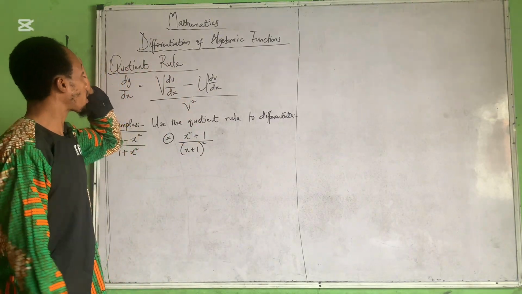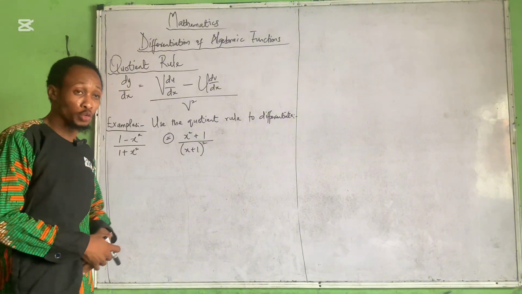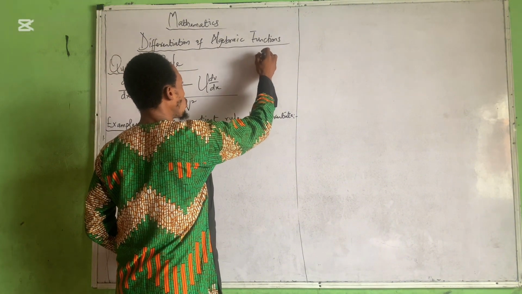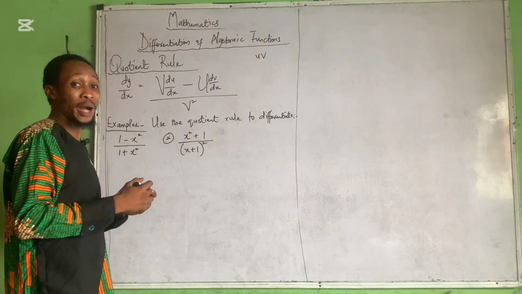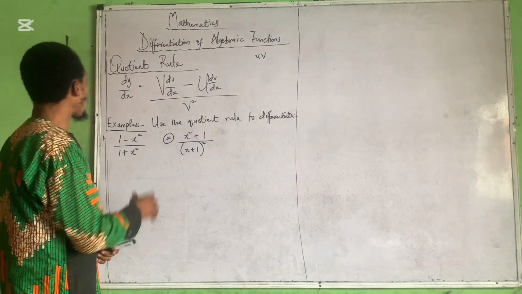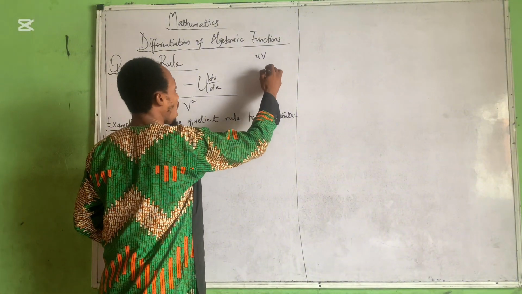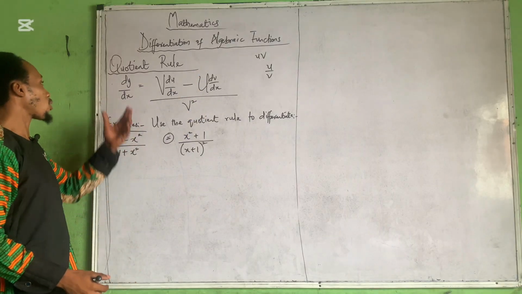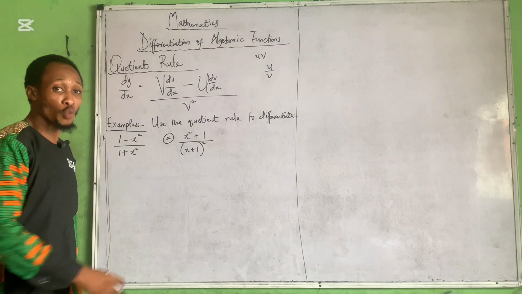In the last class we looked at differentiation of algebraic fractions using the product rule, and I told you that the product rule is when you have uv, that is, the functions are placed side by side or multiplying each other. But now in the quotient rule, it is when the functions are dividing each other, so u over v. So let's look at the formula. The formula is v du/dx minus u dv/dx, over v squared.